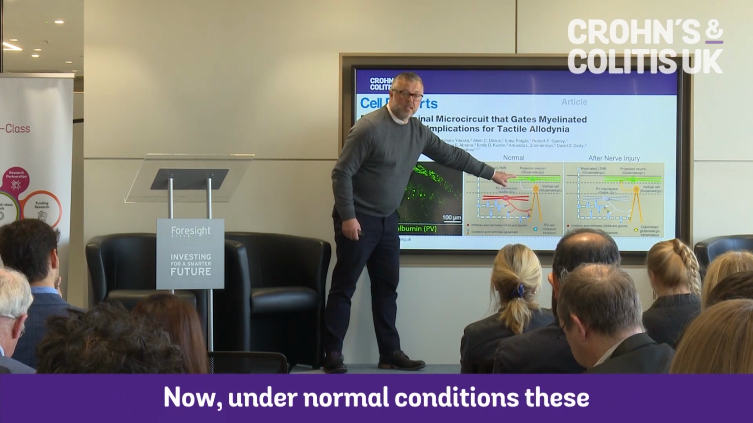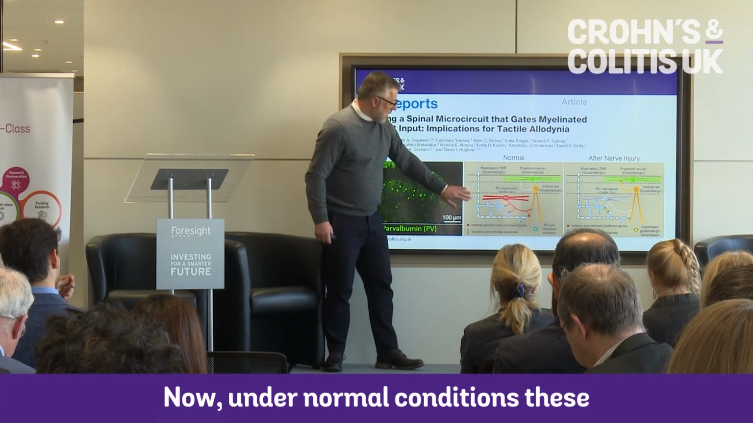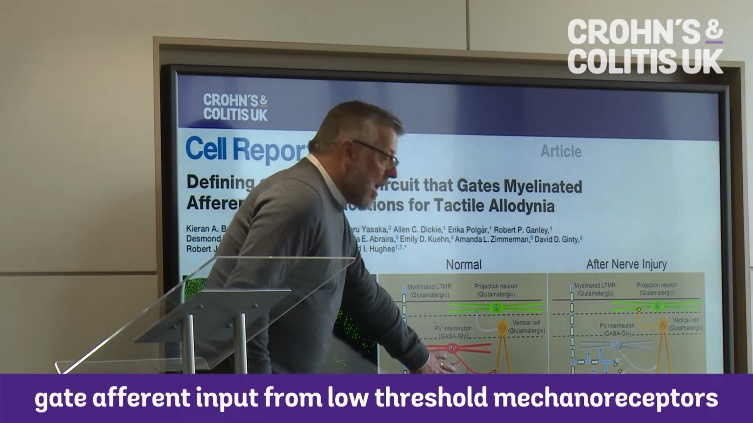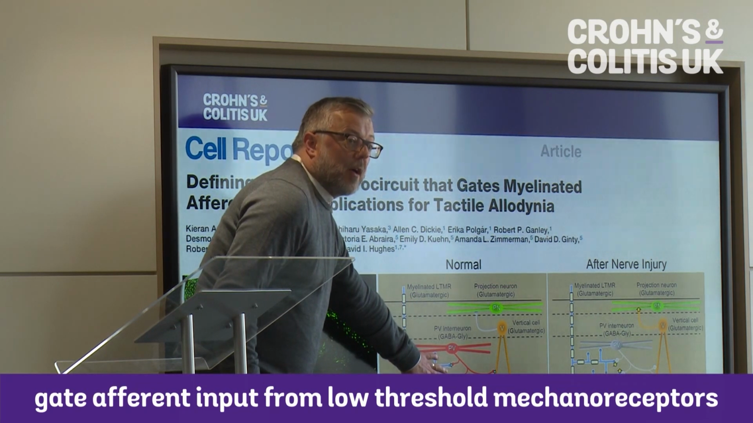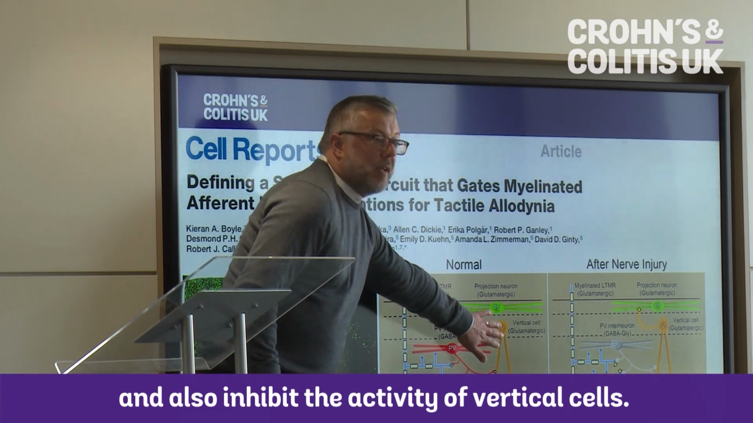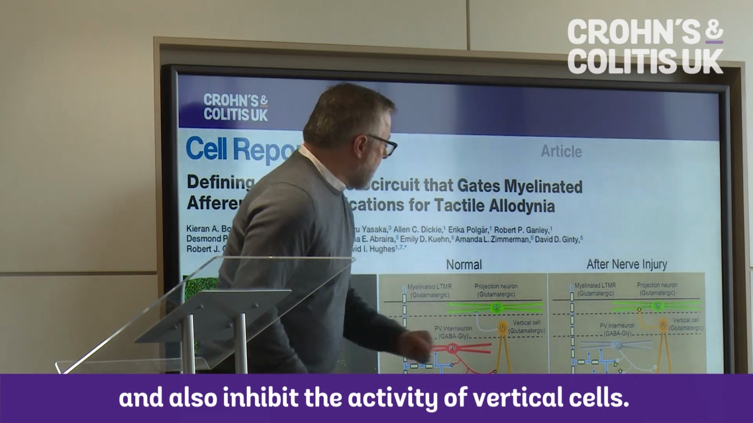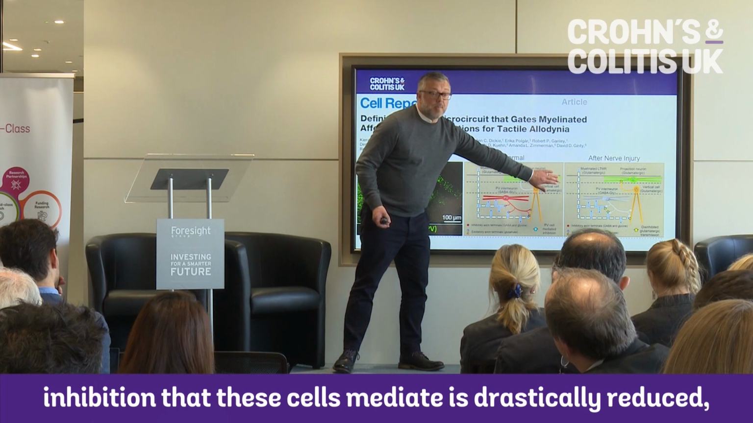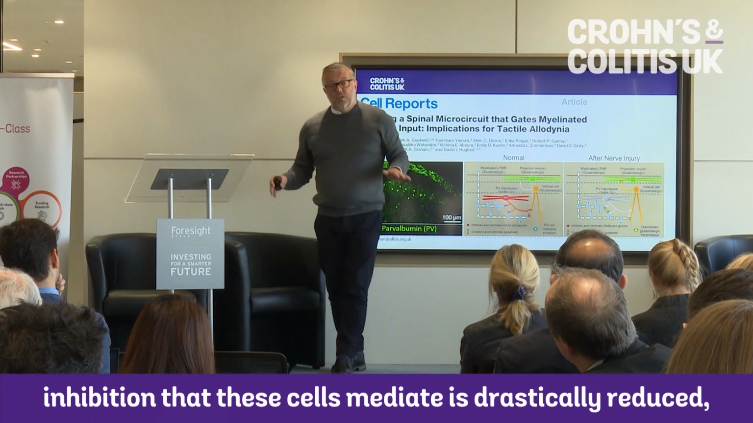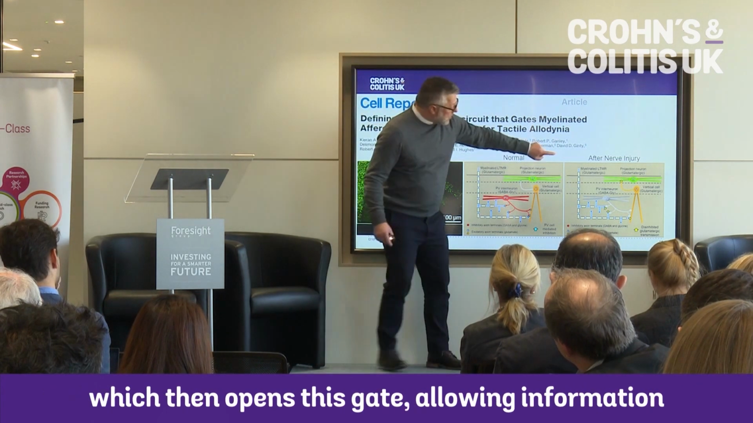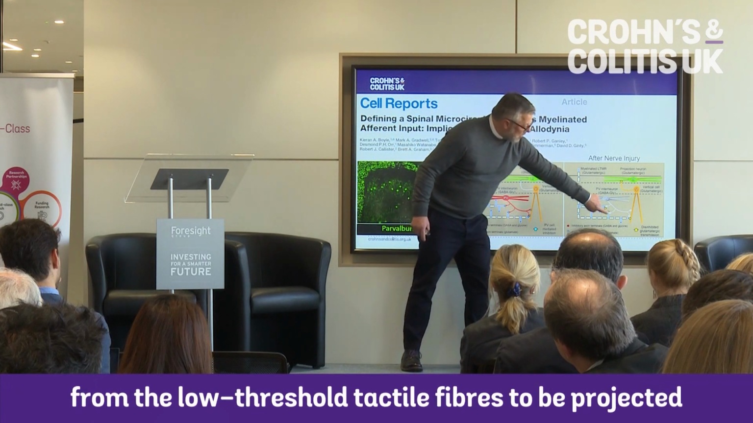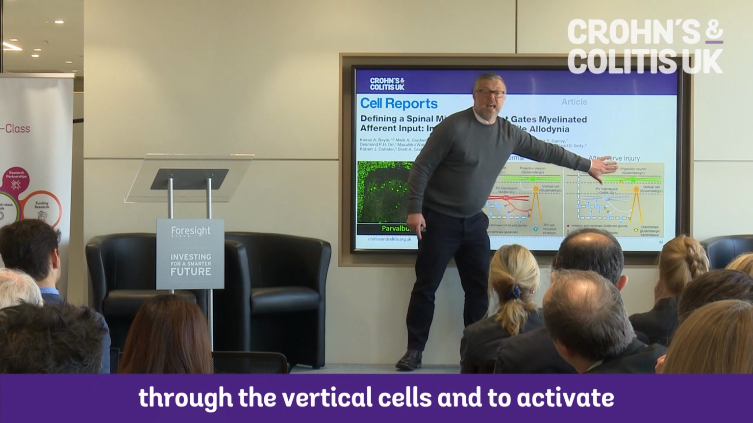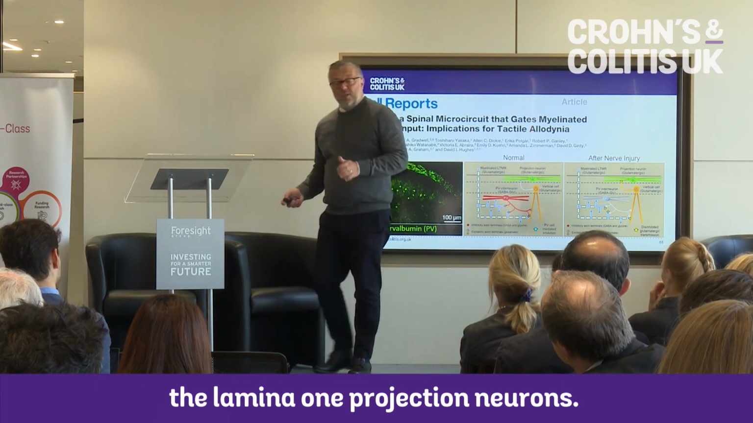Now, under normal conditions, these parvalbumin-expressing inhibitory interneurons gate afferent input from low-threshold mechanoreceptors and also inhibit the activity of vertical cells. But after peripheral nerve injury, we found that the inhibition that these cells mediate is drastically reduced, which then opens this gate, allowing information from the low-threshold tactile fibers to be projected through the vertical cells and to activate the lamina 1 projection neurons.